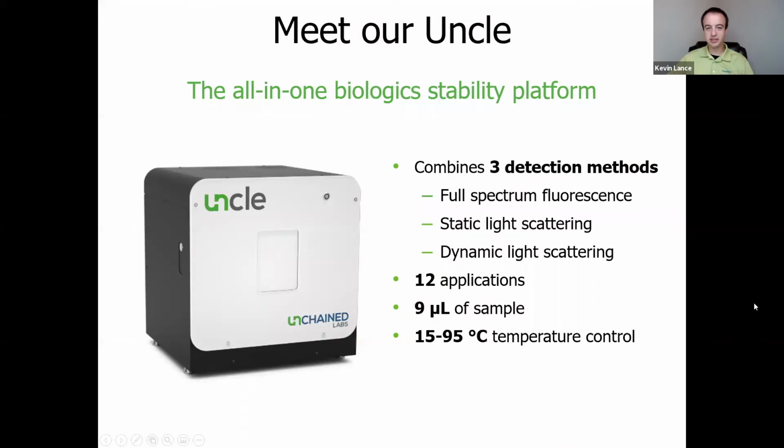That brings us to Uncle, which is, as we said many times, the multimodal all-in-one biologic stability platform. It has options. It has 3 different detection methods: full spectrum fluorescence, static light scattering, and dynamic light scattering, that we can combine into 12 different applications that all use only 9 microliters of sample and let you take those samples through a wide range of temperature control. We'll be looking at exactly what those 3 different detection methods offer that gives you very unique abilities to solve problems across proteins, viruses, peptides, the wide range of the biologic space.